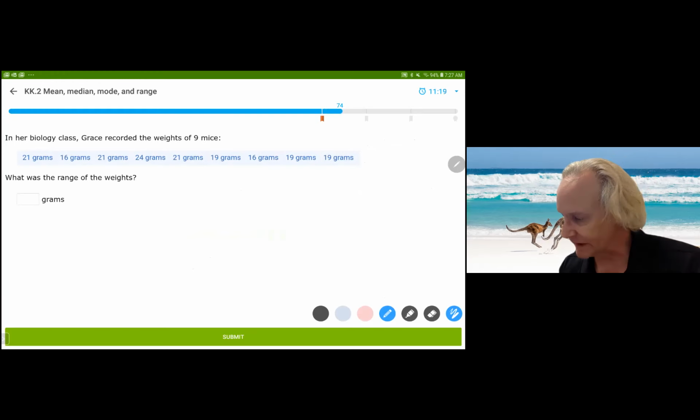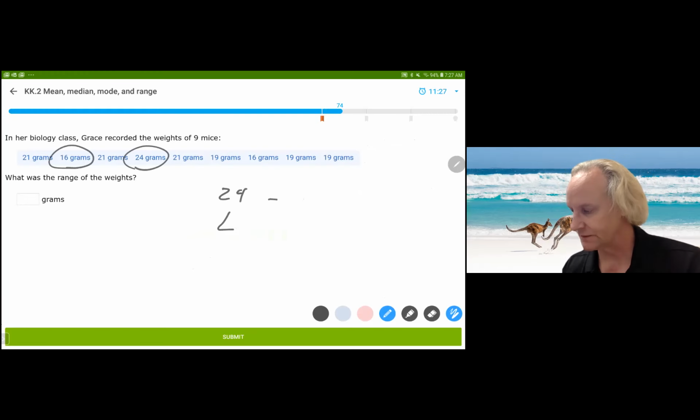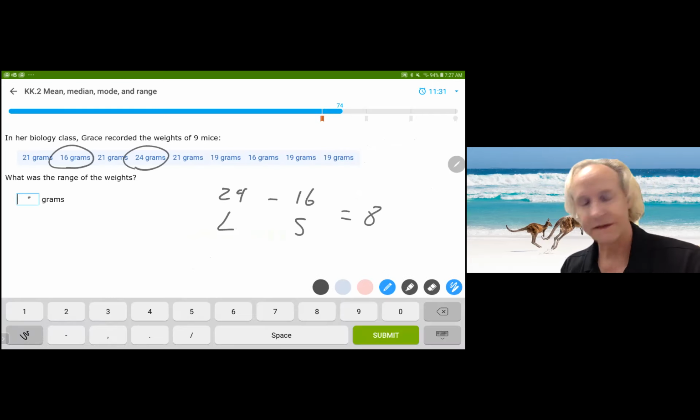Range, we're looking for the biggest one, which is 24, and we're looking for the smallest one, which is 16. And 24, which is the largest, minus the smallest, 16, gives you 8, doesn't it? And it's a good idea to just double check. Between 16 and 24, there is a difference of 8. And those are the biggest and the smallest. Yes, they are. And that is the range.